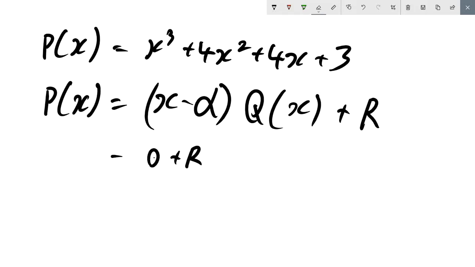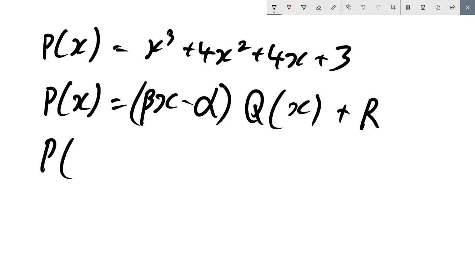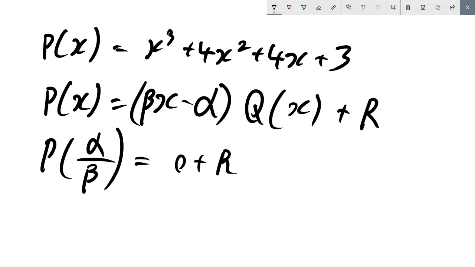And we can take this a step further as well by introducing a coefficient in front here. This is now beta x minus alpha. So now instead of subbing in alpha, I will sub in alpha divided by beta. And we can see that we're just null factor lawing this linear factor here. And when we sub that in, we times it by beta, we're going to have alpha. Alpha minus alpha is 0. 0 times the quotient is going to be 0. We're going to be left with 0 plus the remainder. So that's the remainder theorem.